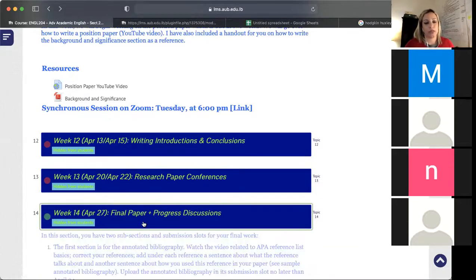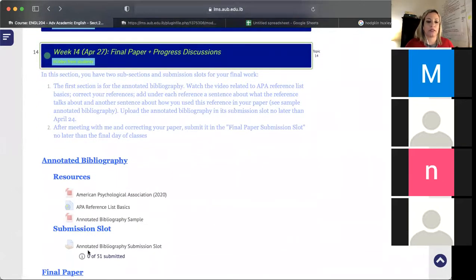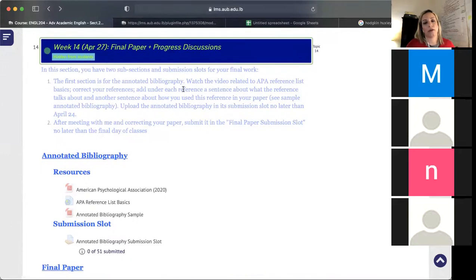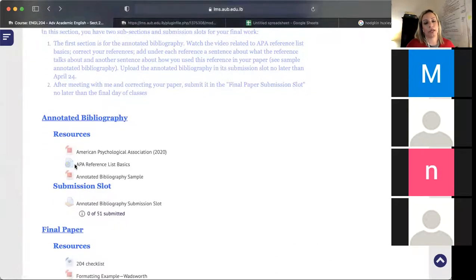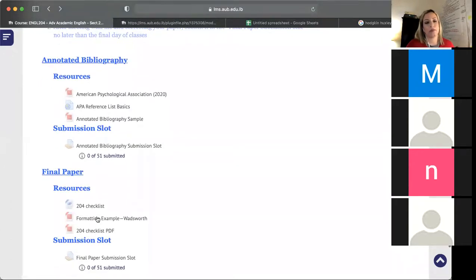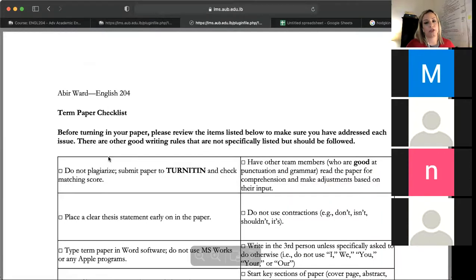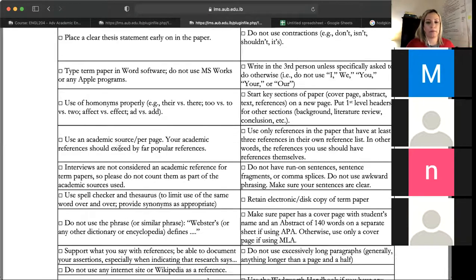And then in the final week, week 14, I will have the submission slot for you for the final submission. And then what we will be doing is fixing, we're not going to do the annotated bibliography per se, but I'll figure this out later on. I also have over here a checklist for you, formatting examples, and the 204 checklist in PDF. So what you can do is you can follow the checklist to make sure that you have done everything.